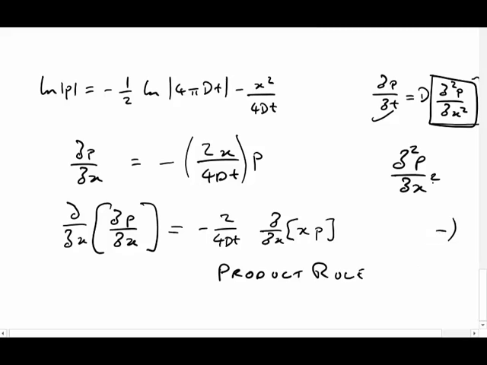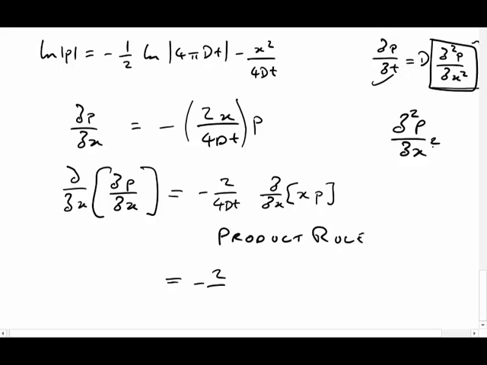Okay? So let's have a look and see what it is. The product rule is dead easy. It's going to be the derivative of the first thing multiplied by the second thing left alone, plus the other way around, the derivative of the second thing multiplied by the first thing left alone. Okay, so let's have a look. So I'm just going to leave the minus 2 over 4 dt out the front because that's just going to be a constant. Okay, that will be multiplied by the derivative of x first, which is going to be 1, times p, plus then the derivative of p multiplied by x left alone. So I'm going to leave the x there, and I then want the derivative of p with respect to x.